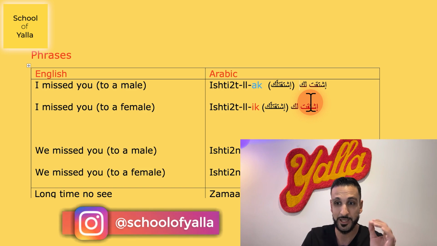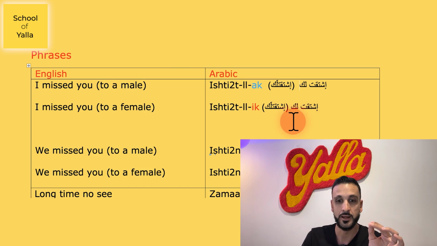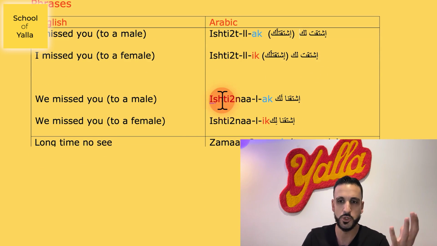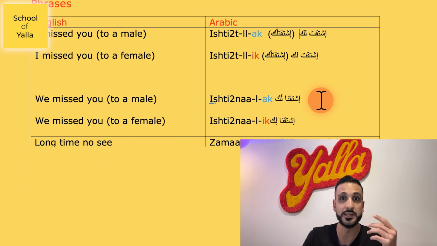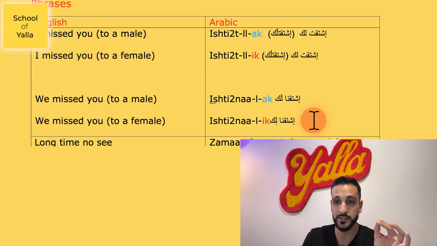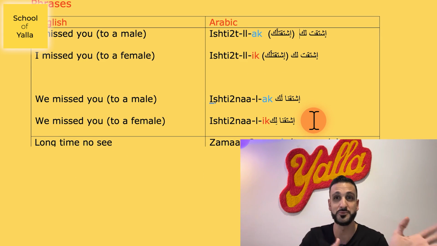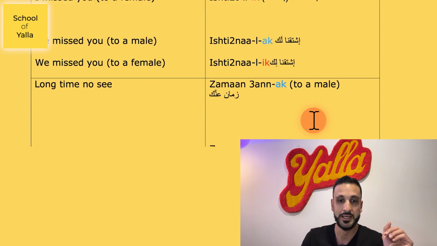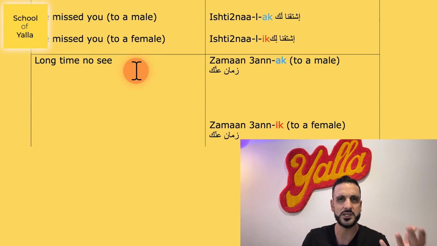So, اشتقت لك to a female. You can also say we missed you. اشتقنا لك altogether. And to a female, اشتقنا لك. Again, the ek and the ik. Ek to a male, ik to a female. تمام? Easy peasy.